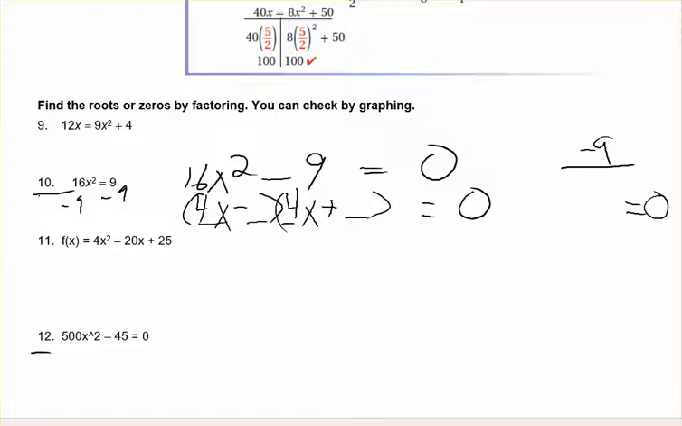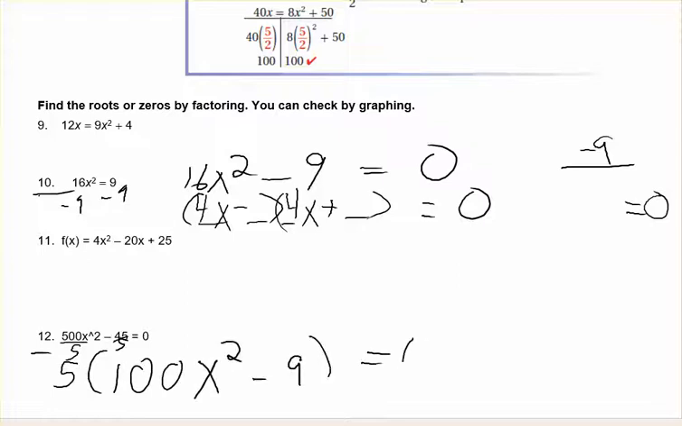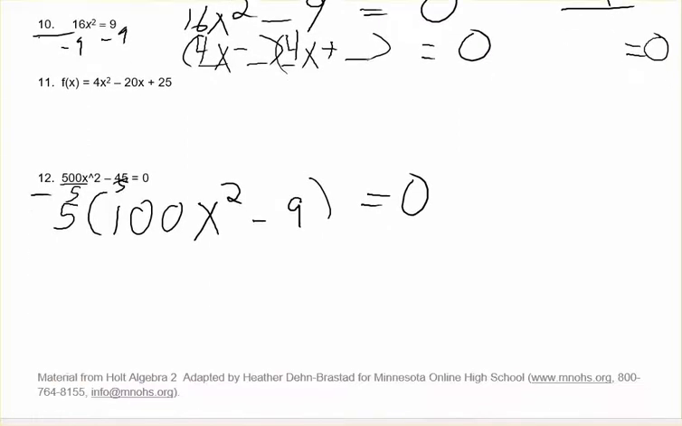Happens that that is 5. So I'm going to factor this by 5 and this by 5, and that leaves me with 100x squared minus 9 equals 0. Now we can divide both sides by 5, and if we do that, then we just have the 100x squared minus 9 equals 0.